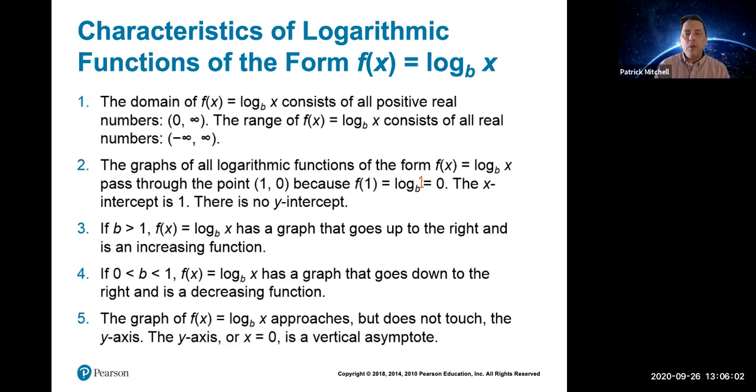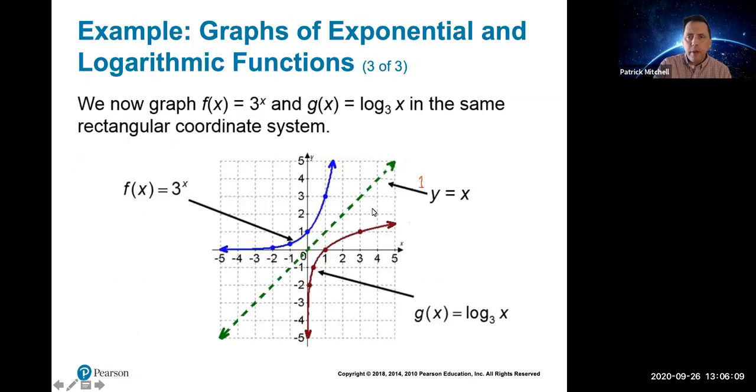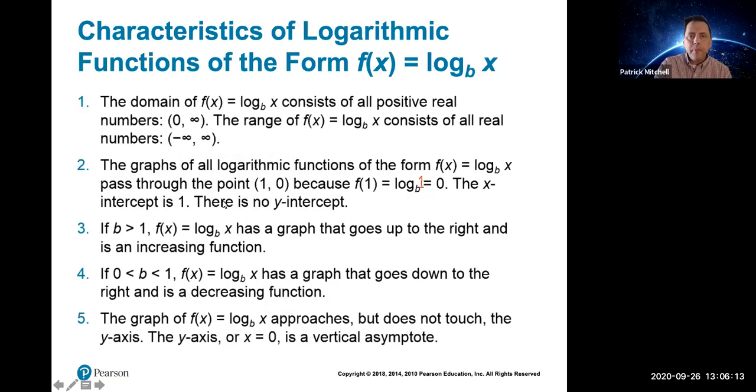If b is greater than 1, for example, this logarithmic function, then f of x equals log base b of x has a graph that goes up to the right and is therefore an increasing function. However, if b is between 0 and 1, then f of x equals log base b of x has a graph that goes down to the right and is therefore a decreasing function. Let me see if I can show that to you real quick.